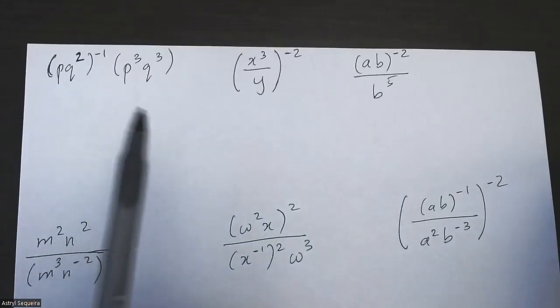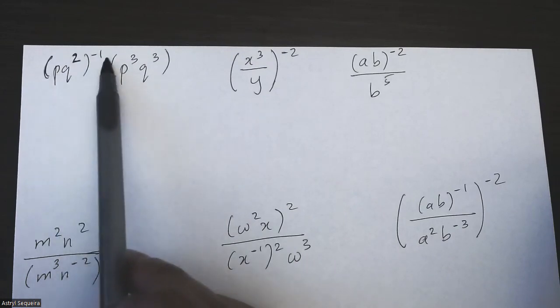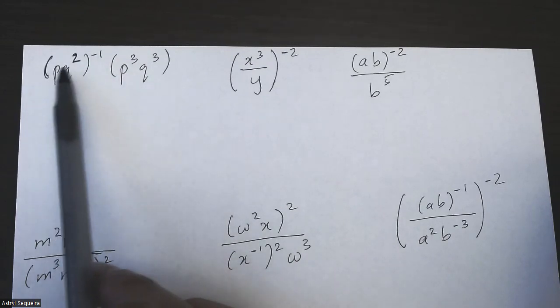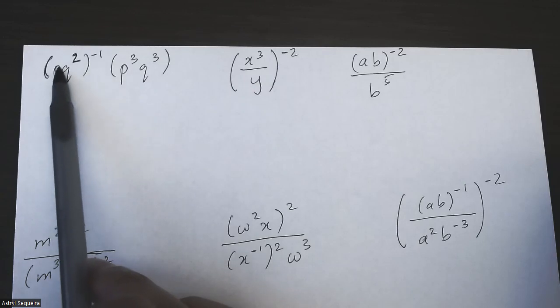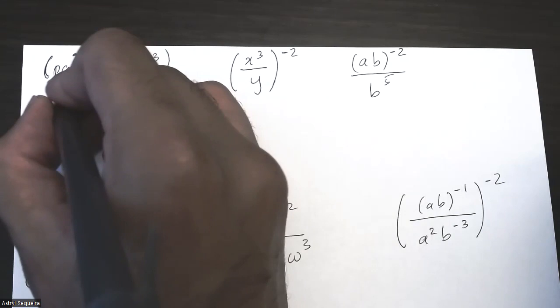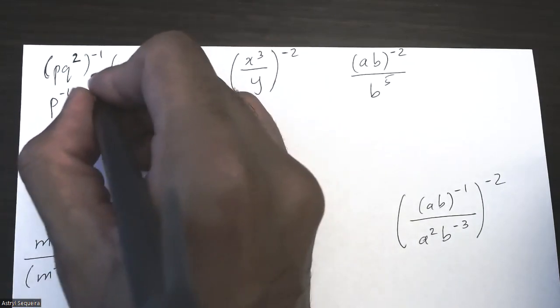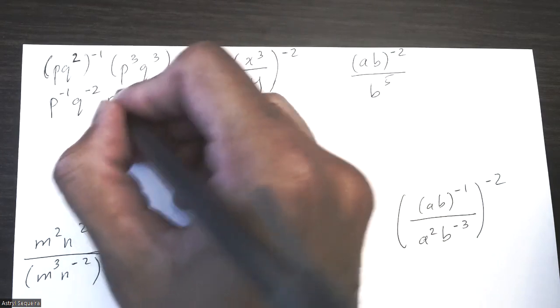So let's get started. This first one here, I'm going to start by distributing this exponent into the bracket. Make sure to distribute to both terms by multiplying exponents. So 1 times negative 1 is just p to the negative 1, and 2 times negative 1 is q to the negative 2. So we're multiplying there.